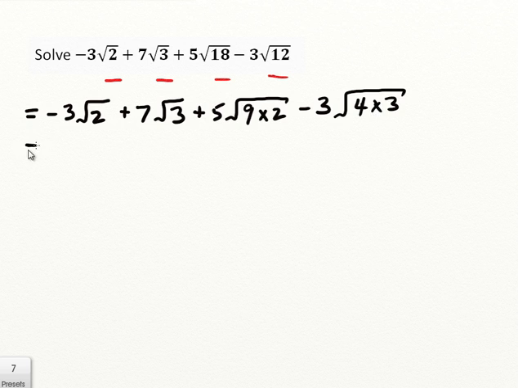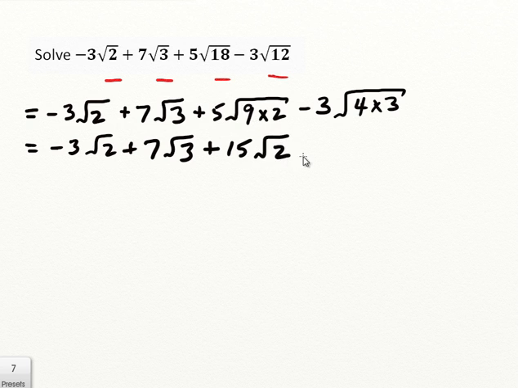How does that help us? Well, negative 3 root 2 plus 7 root 3, and then if I take out the root 9, that's going to make this 15 in front, because it'll be 5 times 3, the square root of 9, root 2. Similarly, root 4 is going to result in a 2 coming out of the radical sign, making this negative 6. And now I can see I've got some like radicals. So let's go ahead and combine them together.